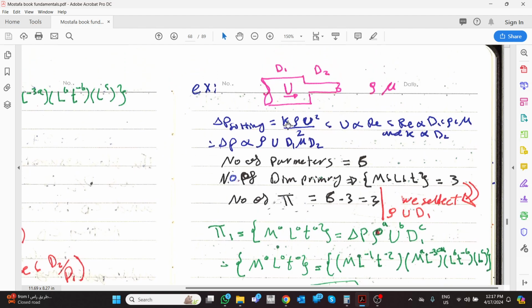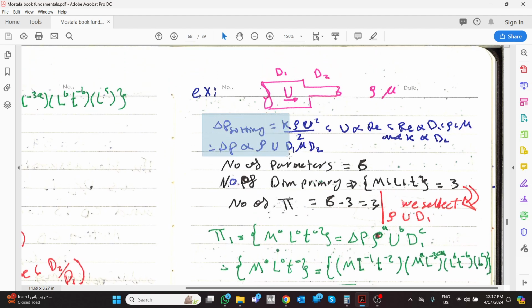Same method. Either we know the formula or we use our logic. If we know the formula, which is going to help us, we know that the pressure loss in the fitting is K, a constant, multiplied by rho V squared over 2.